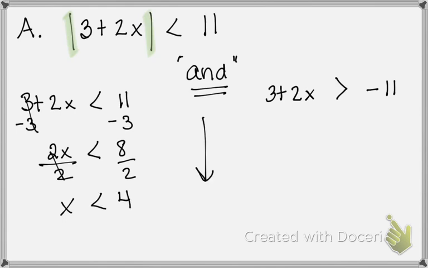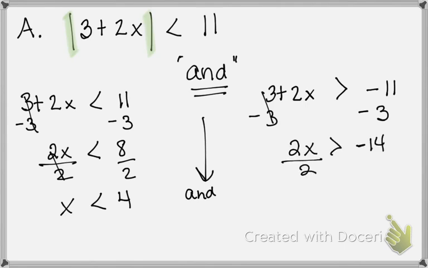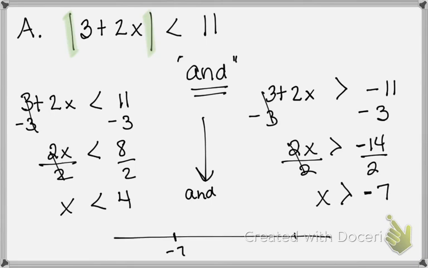We know it's an and statement, so we'll bring down our and. We'll work the other side. Minus 3, minus 3. We end up with 2x is greater than negative 14, divided by 2, divided by 2. We have x is greater than negative 7. Now, these are an and statement. So when we go to graph, we need to have at least these on the line, negative 7 and 4. They're open circles right now.